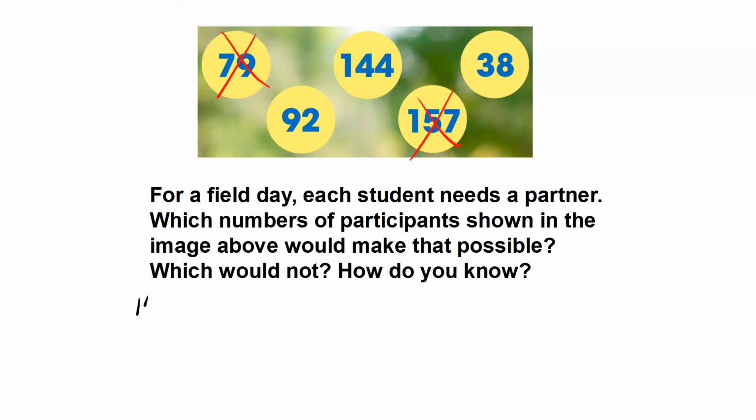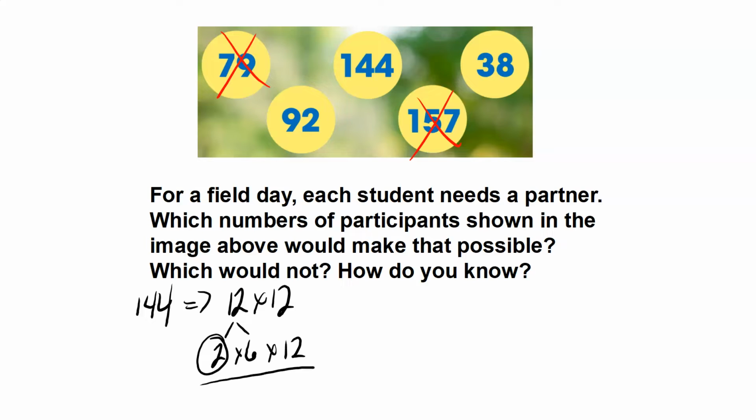So how about 144? Well, 144, if you remember your times tables, is 12 times 12. Since 12 is 2 times 6, we know right away that, since we've got a 2 being multiplied by everything in the equation, 144 can be divided by 2, and if we divide it by 2, we end up with 72. So 144 is also divisible by 2.